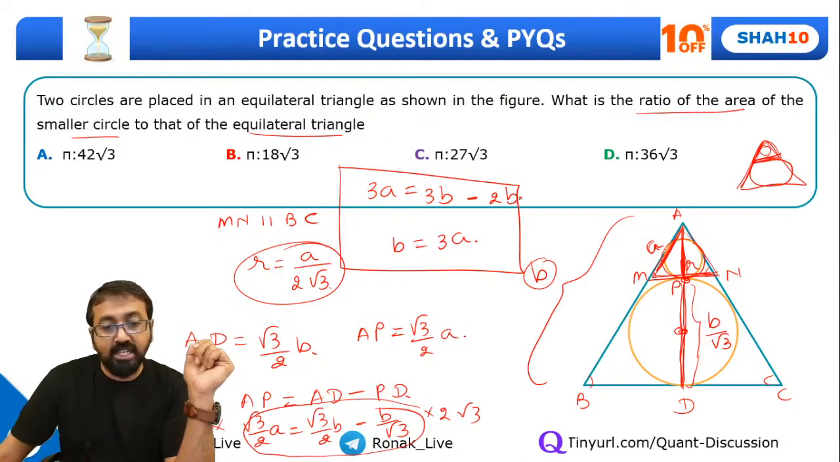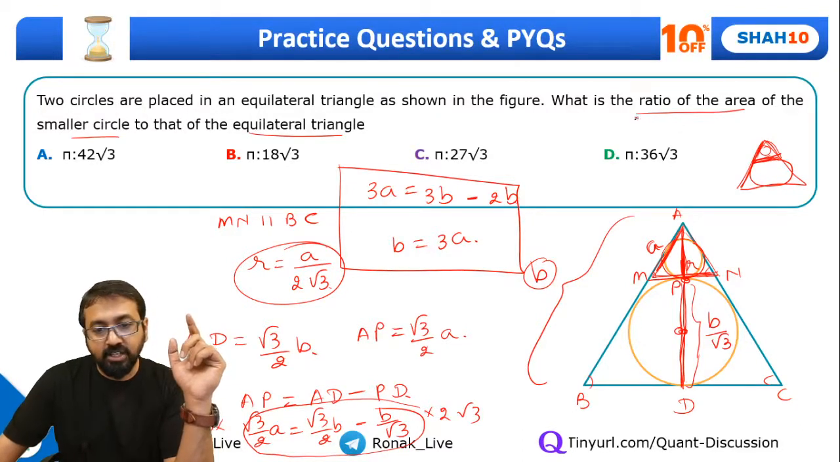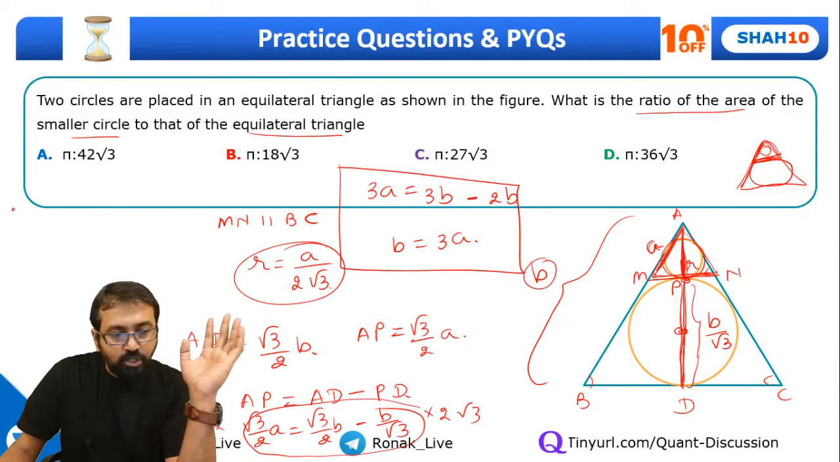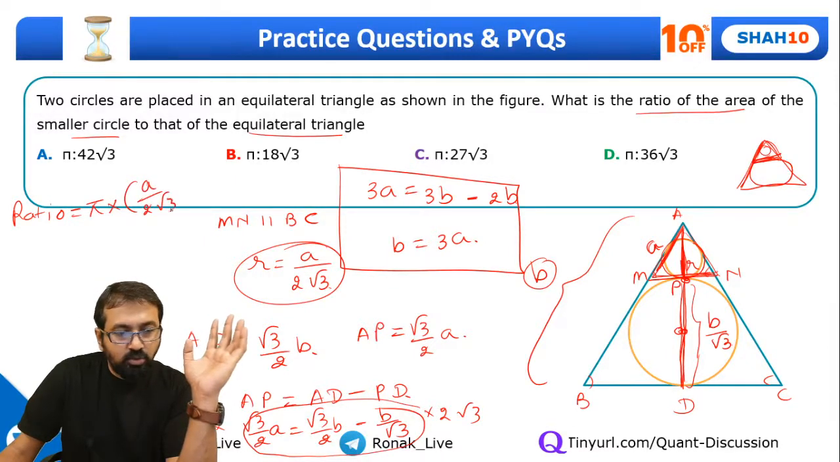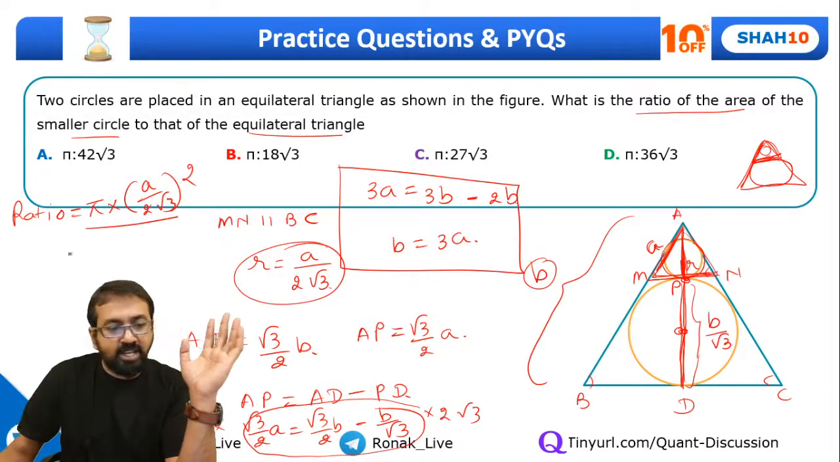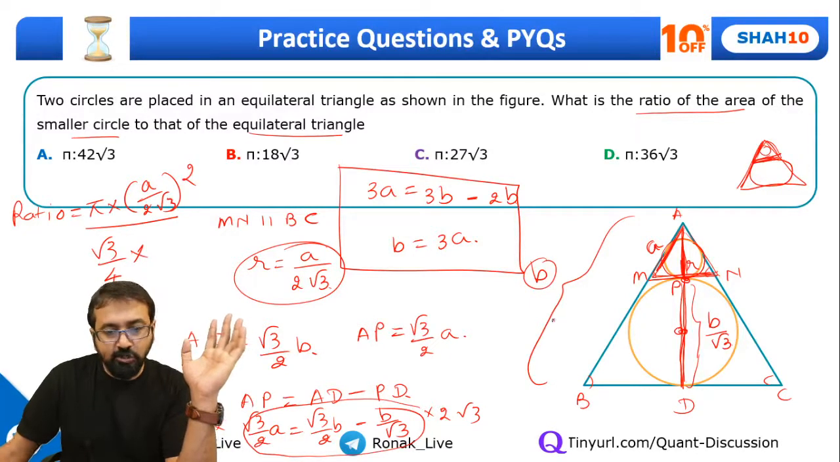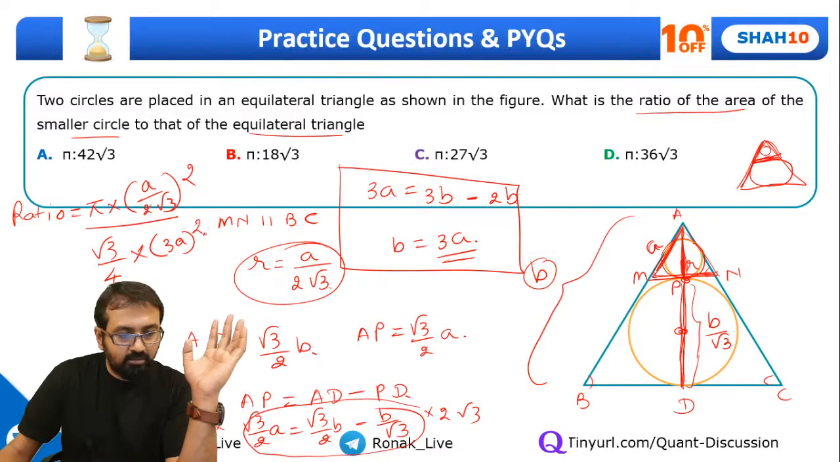So what is the area of the circle? We need to find the ratio of the area of the circle to that of the equilateral triangle. The required ratio is equal to the area of the circle, that is pi r square, with r = a upon 2 root 3, so a upon 2 root 3 whole square, divided by the area of the complete triangle, so it's root 3 by 4 into b square. But instead of b, can we write 3a? So I'll get (3a) square.